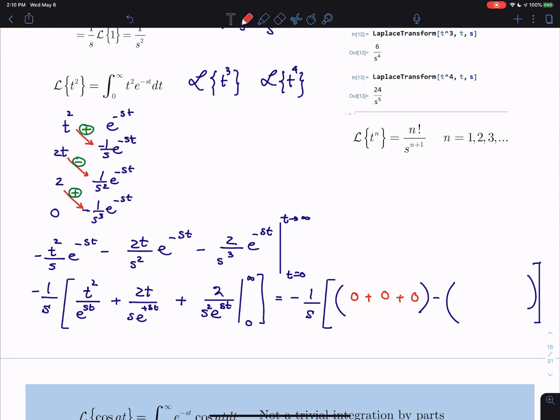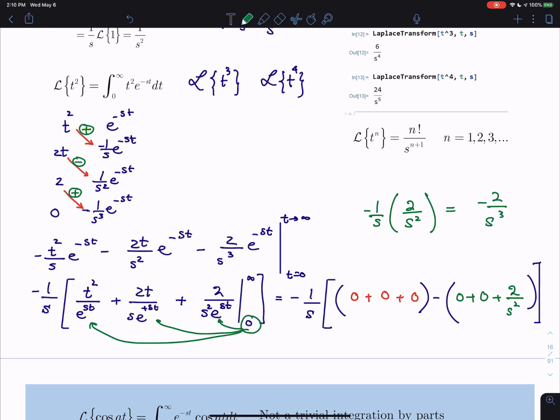So let's evaluate these now for the 0, and I'll here use a green color. So now for the 0, I need to evaluate the first one, the second one, and the third one at the same point. So if I put 0 for the first one for t, I'll get 0 divided by 1, which is 0. Plus, if I put 0 for the second one, I get 0. And if I put 0 for the third one, I get 2 over s squared times e to the 0, which is 1. And you notice that I'll ultimately end up with 1 over s on the outside and 2 over s squared on the inside. So the answer becomes minus 2 over s cubed.